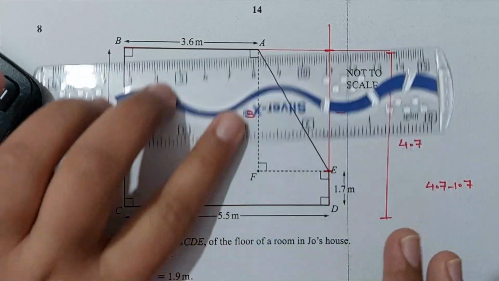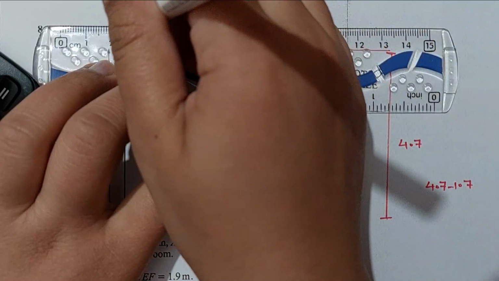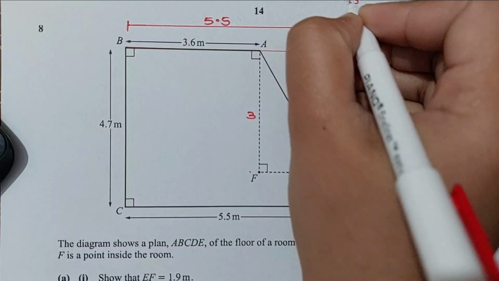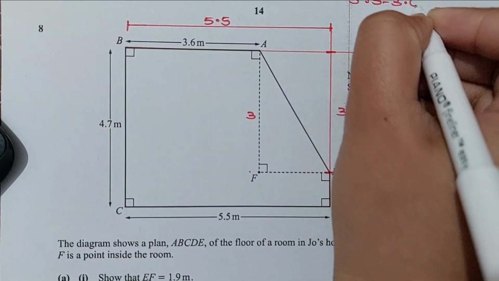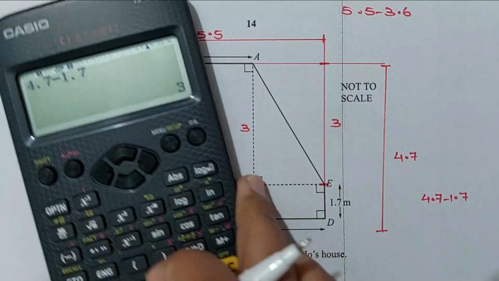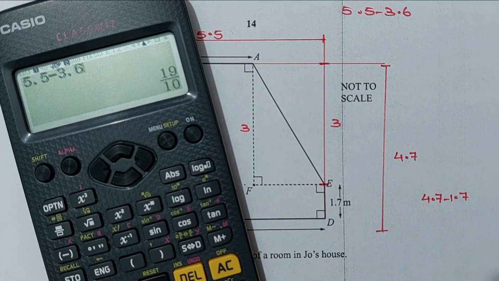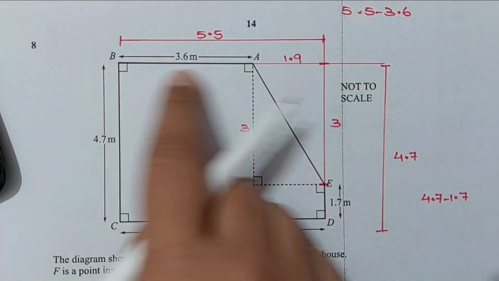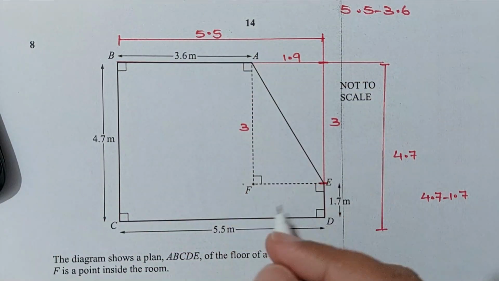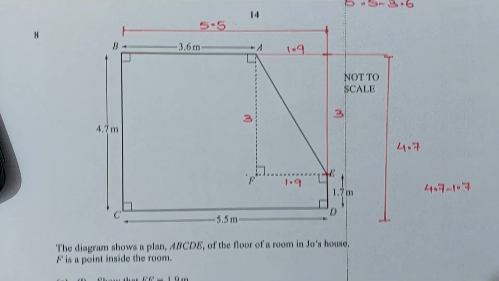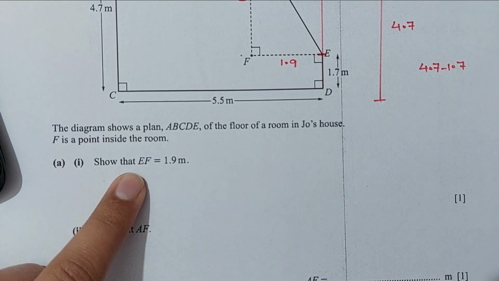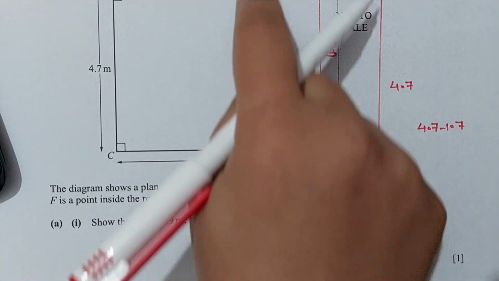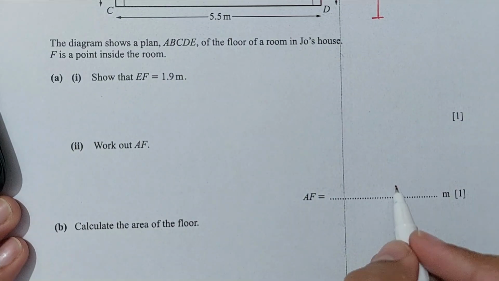And this is 5.5. We can say this length is also 5.5. What about this length? From 5.5 take away 3.6, we will get this length, which is 1.9. This length is 1.9, this length is 3.6, and this length and this length are exactly the same. So the first part, we have to show EF is 1.9. Second part, work out AF. We have done AF, which is equal to 3 meters.